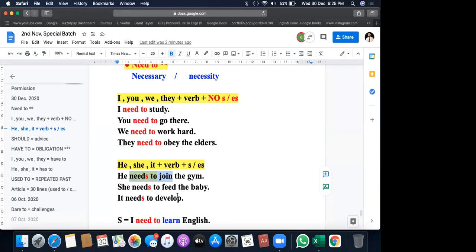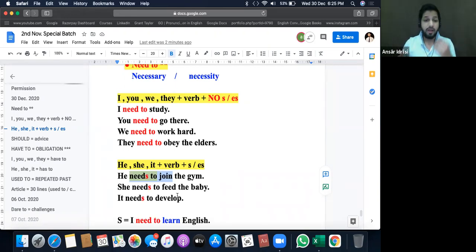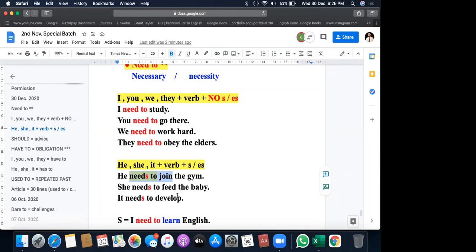सर, we are using may for possibility. और मैंने अभी यूज किया that she needs to feed the baby. उसको बेबी को फीड करने की जरूरत है. If she doesn't feed, the baby may die. बेबी मर सकता है, ऐसा पॉसिबिलिटी है. Yes? Yes, sir. So may हम लोग यूज कर रहे हैं पॉसिबिलिटी के लिए.